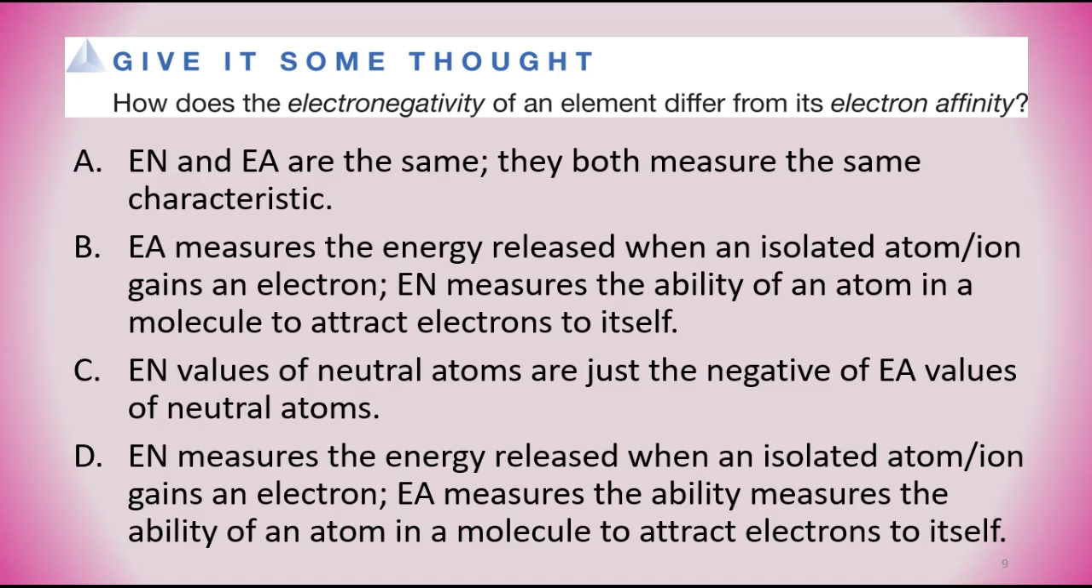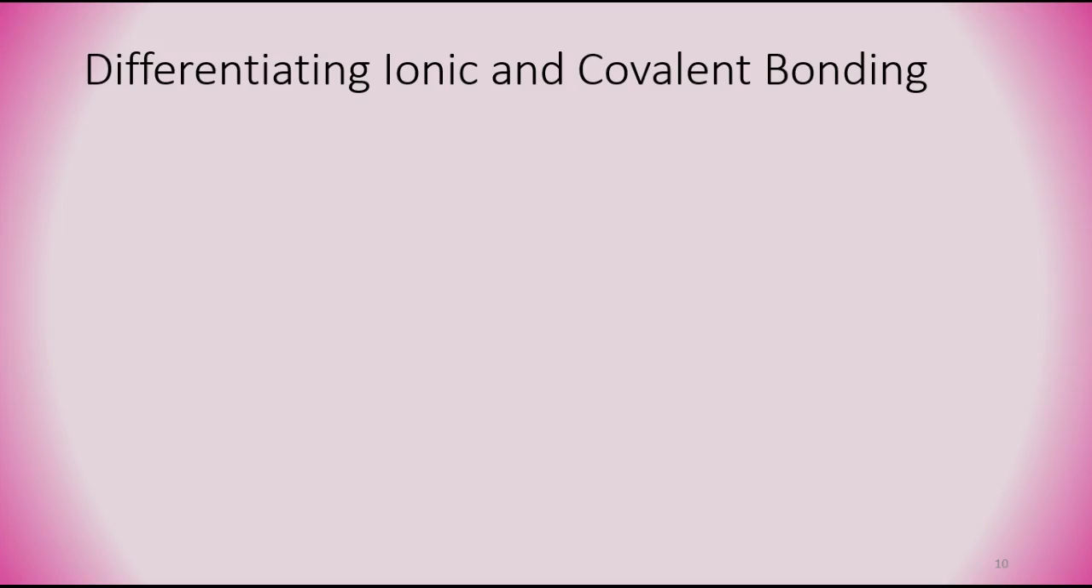And the answer is going to be B. So EA is electron affinity. That measures the energy released, or technically can be the energy absorbed too, if it's not favorable. Electron affinity can be positive as well. But that's the measurement of the change of energy in taking in an electron for an atom. Electronegativity is kind of a ranking of the ability of the atom to attract electrons to itself. So that's the difference. One's an amount of energy, that's the electron affinity. Electronegativity is kind of our ranking system.